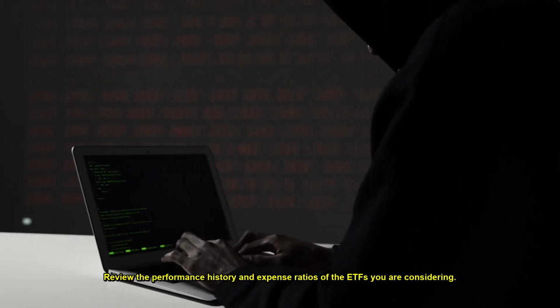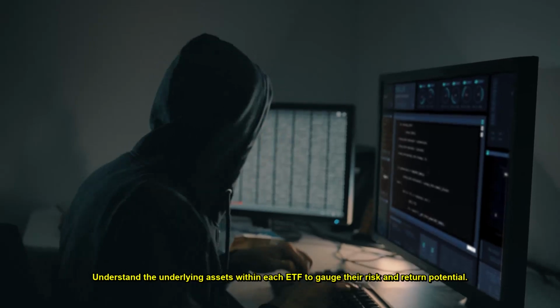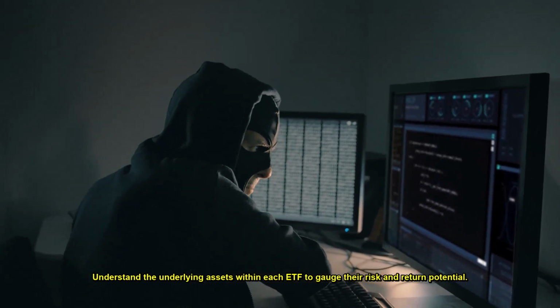Review the performance history and expense ratios of the ETFs you are considering. Understand the underlying assets within each ETF to gauge their risk and return potential.